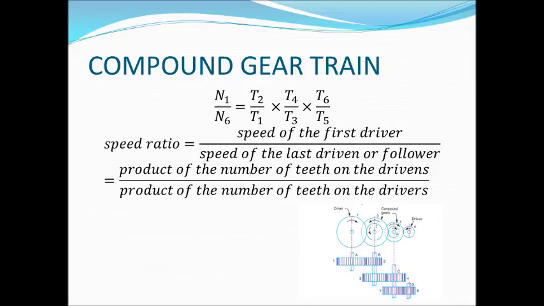That gives us the formula which says that speed ratio is equal to the speed of the first driver over the speed of the last driven or follower, which is equal to the product of the number of teeth of the drivens over the product of the number of teeth of the drivers.